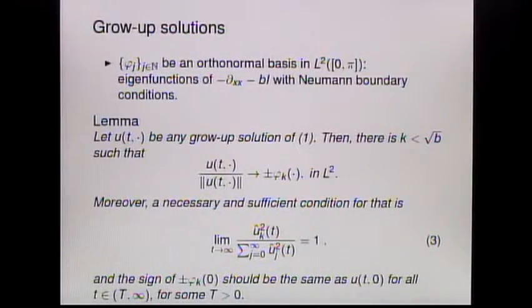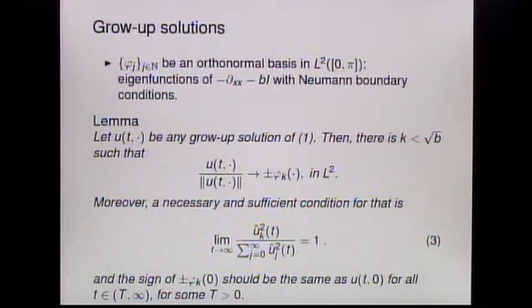To do that, we have this result here in this direction. So these phi j here are an element of this orthonormal basis in L2 under Neumann boundary conditions. So this result basically says that if u is a grow-up solution, then there exists an integer k that is strictly less than square root of b, such that the normalized solution will converge in the L2 norm to plus or minus phi k. Both this sign here and this k depend on the solution u. And here we show how this dependence works.